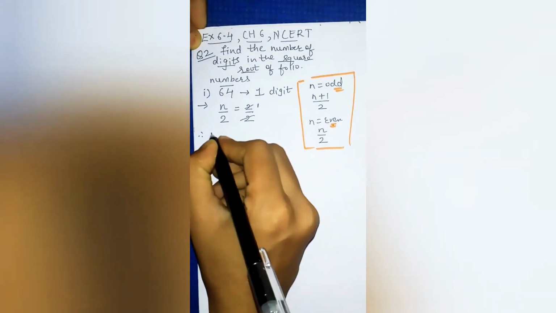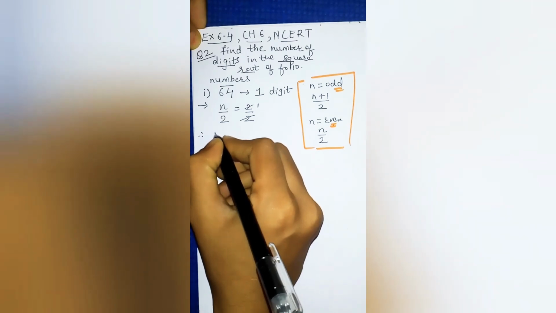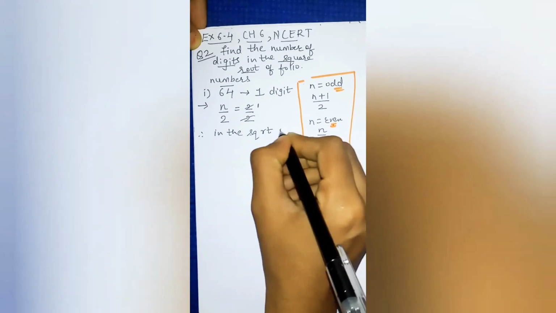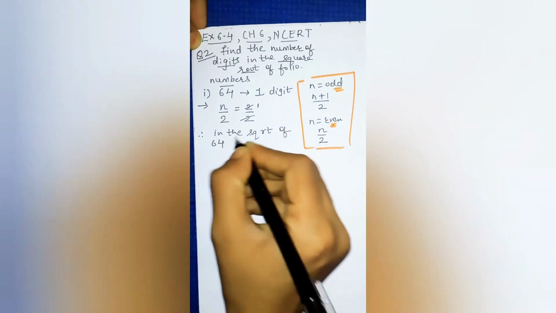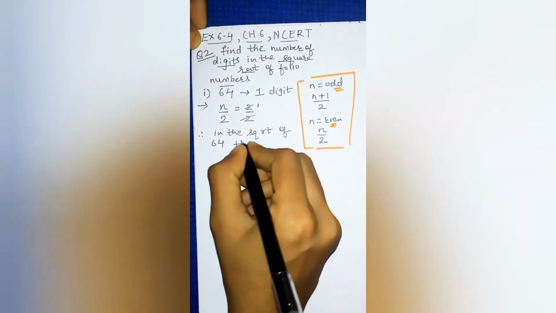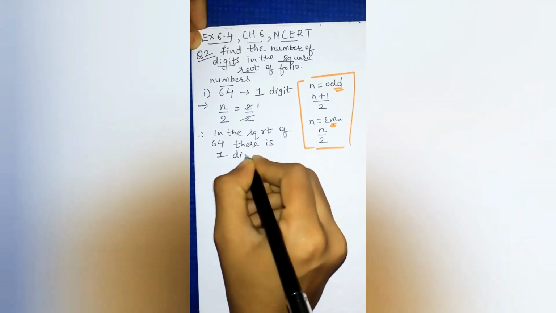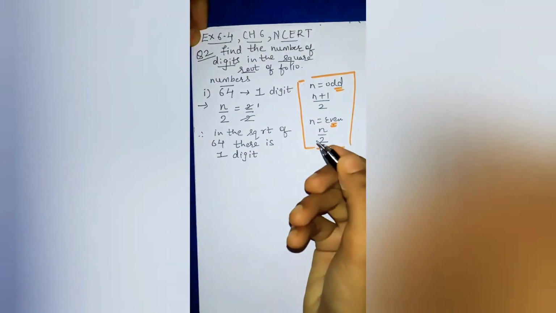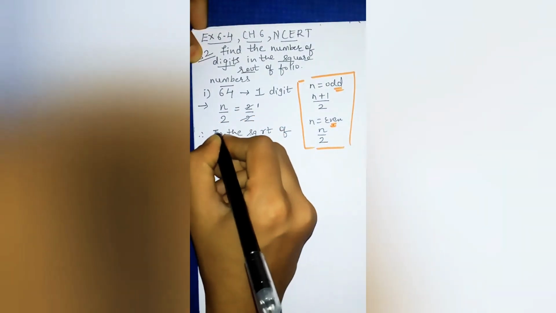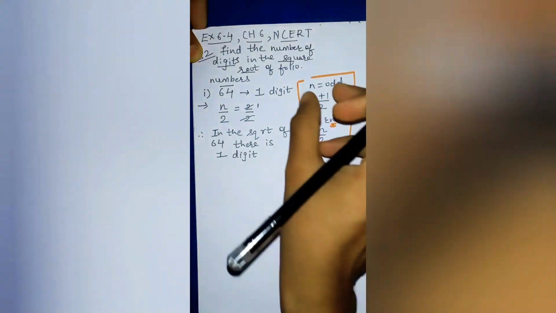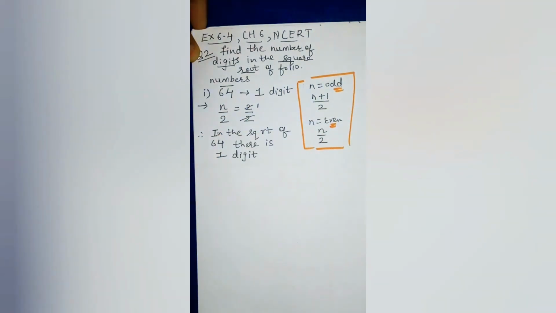So the final statement will be, in the square root of 64, there is 1 digit. So there is only 1 digit in the square root of 64. So this way you can do it by drawing the bar, and second by using this formula. Now we will see the second one.